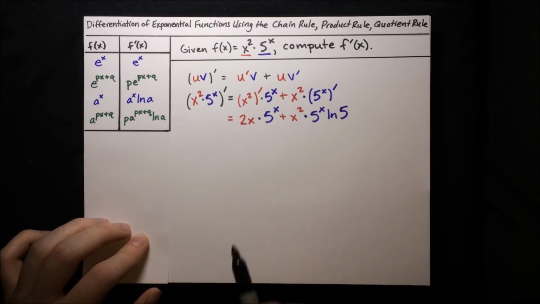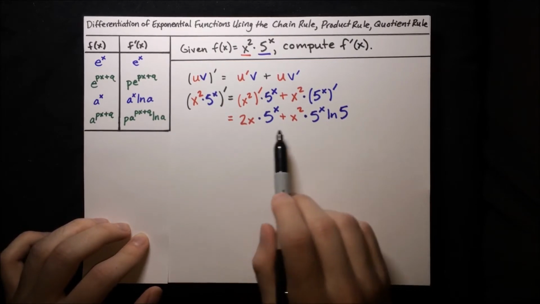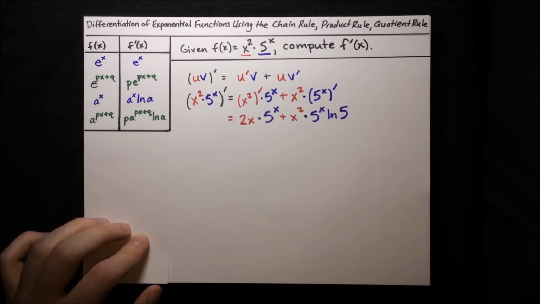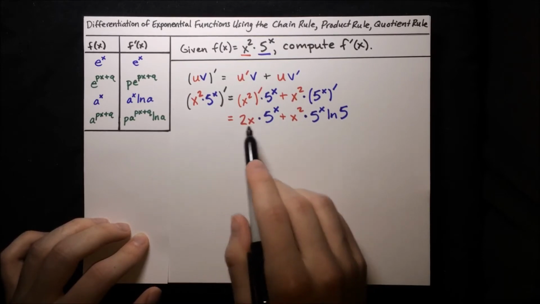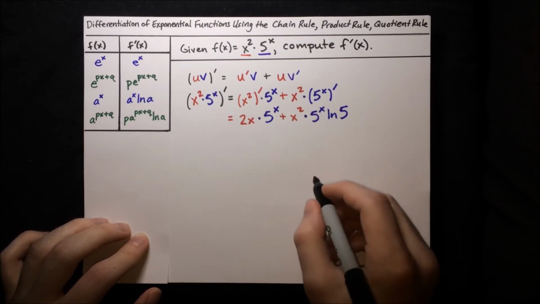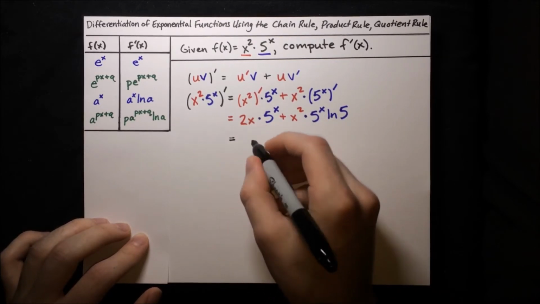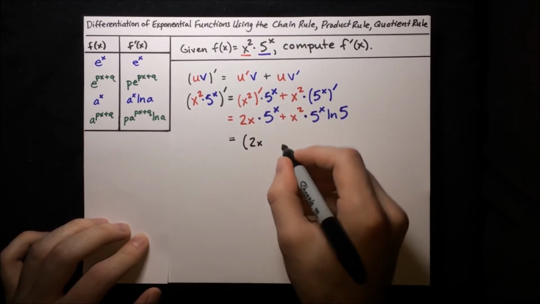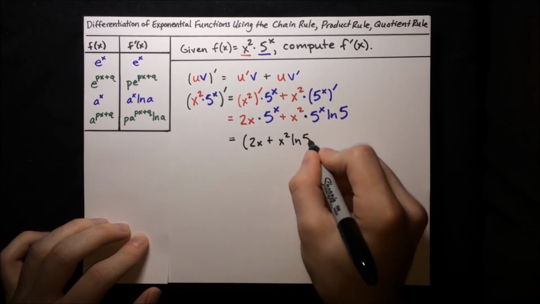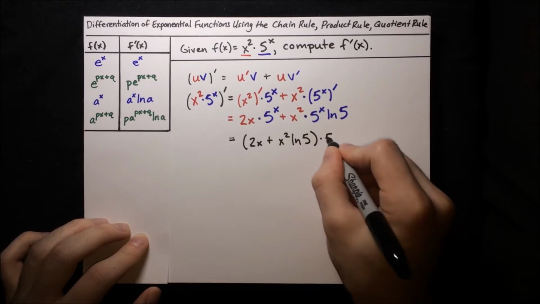Okay, great, so we're pretty much there. Let's just clean this up a bit. Let's factor the final result. Factoring is always a good idea because it allows us to compute interesting things about the function much more easily, like stationary points, for example. So let's go ahead and look for some common terms. We see 5 to the x is in both the terms, so let's factor that out. So this is 2x plus x squared ln 5 times 5 to the x.